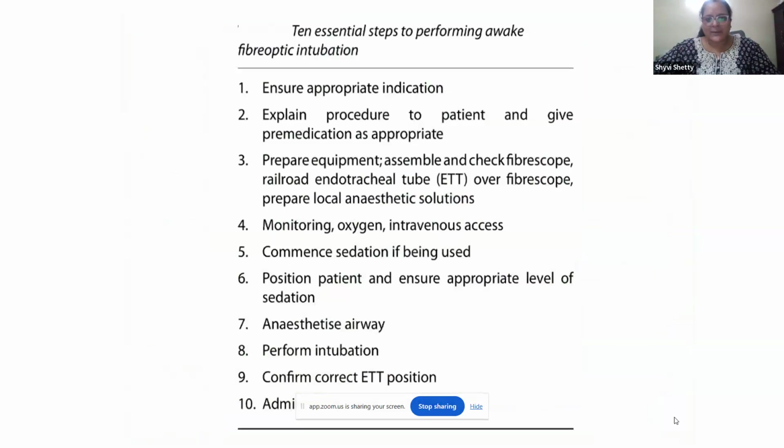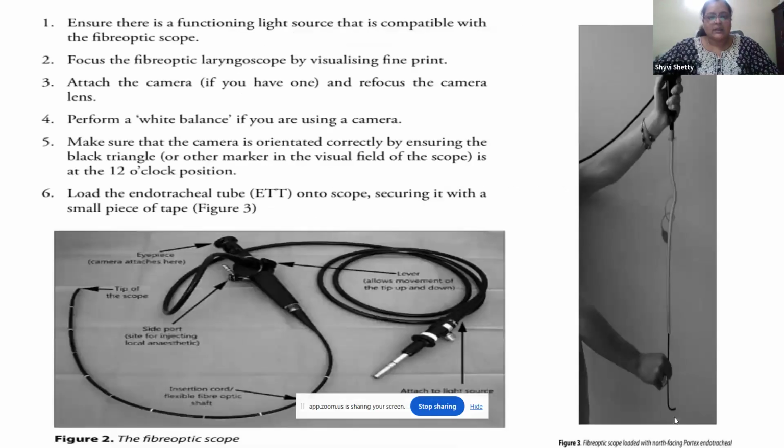And some of the essential steps would be: ensure appropriate indication, explain the procedure to the patient because most often we would do an awake fiber optic intubation, give premedication as appropriate, prepare the equipment, assemble and check the fiberscope, which is very important, prepare the local anesthetic solutions, monitoring, oxygen and intravenous access, commence the sedation if being used, position the patient and ensure appropriate level of sedation, anesthetize the airway. Airway preparation is very important when it comes to fiber optic intubations, and confirm the correct ETT positioning.